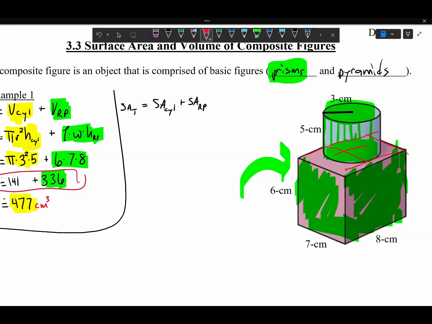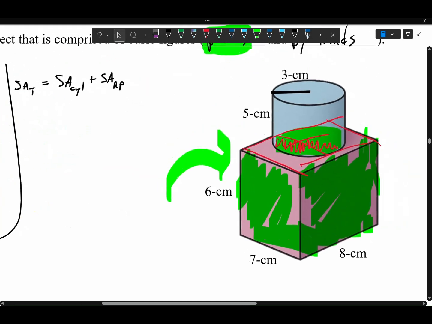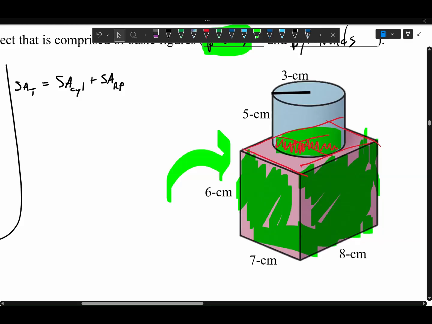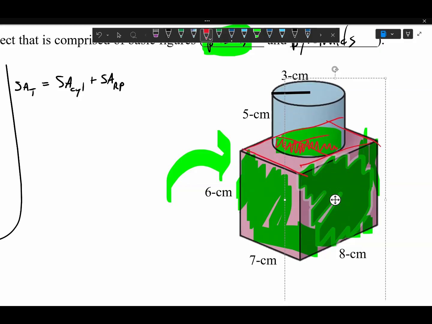Well, this top face right here also has this circle that is not exposed, the exact same shape that we had from the cylinder above, because it's being covered by the cylinder. So if I'm going to calculate my surface area by adding up the 2 surface areas of the 2 figures that I already know, then I need to make sure that I subtract the face that's sticking these 2 shapes together, and I need to subtract that face twice, once for the cylinder, once for the rectangular prism.